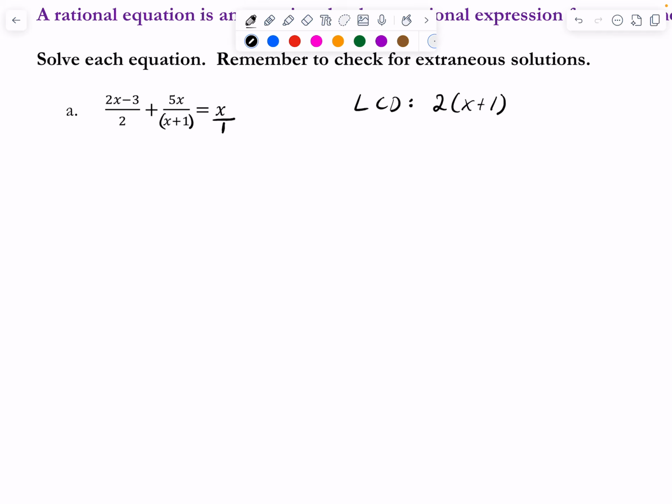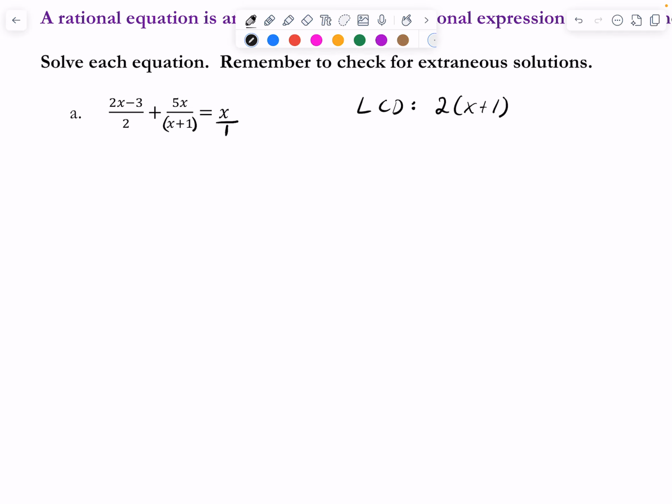So how I'm going to do this, different from what you saw in my previous video on adding and subtracting rational expressions, is that I'm going to copy them all down. Notice I'm going to leave some space here in between things.